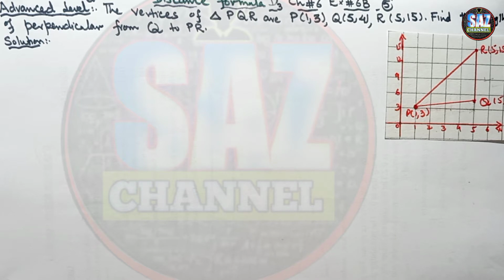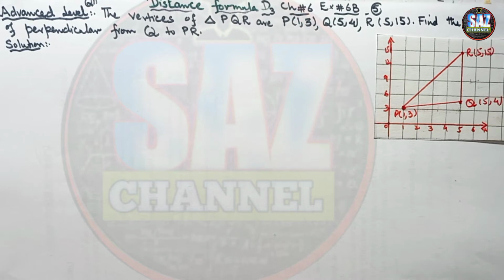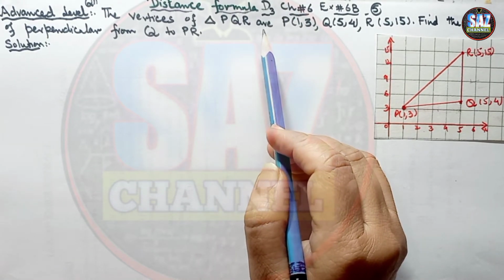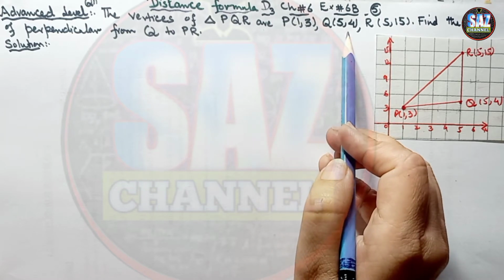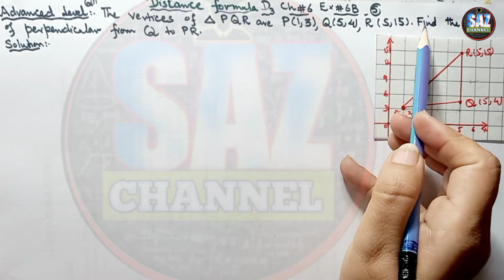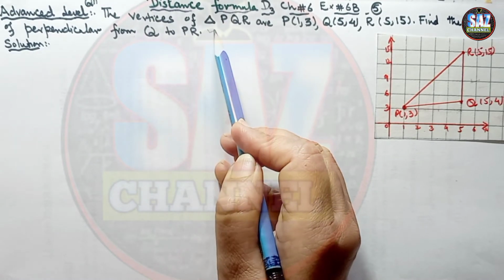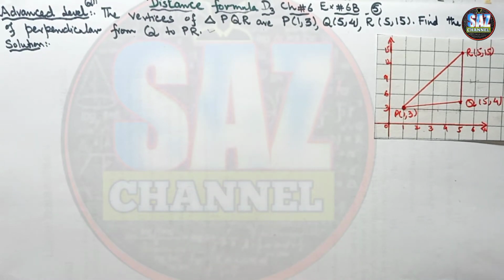Let's move to question number 11, and let me read the question from the book. Question 11 says the vertices of the triangle PQR are P 1 and 3, Q 5 and 4, and R 5 and 15. Find the length of perpendicular from Q to PR. The requirement of the question is the length of perpendicular from Q to PR.